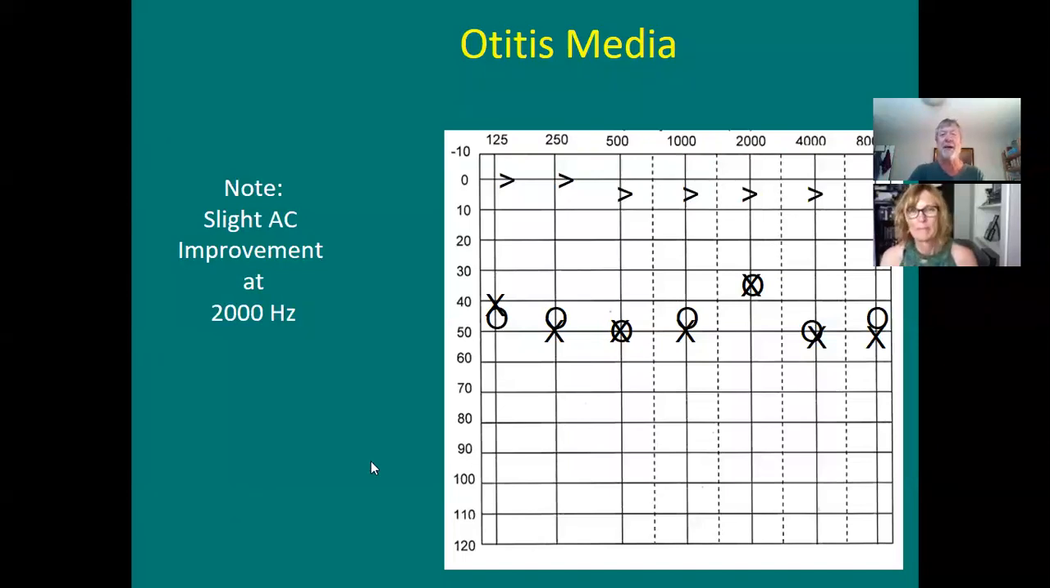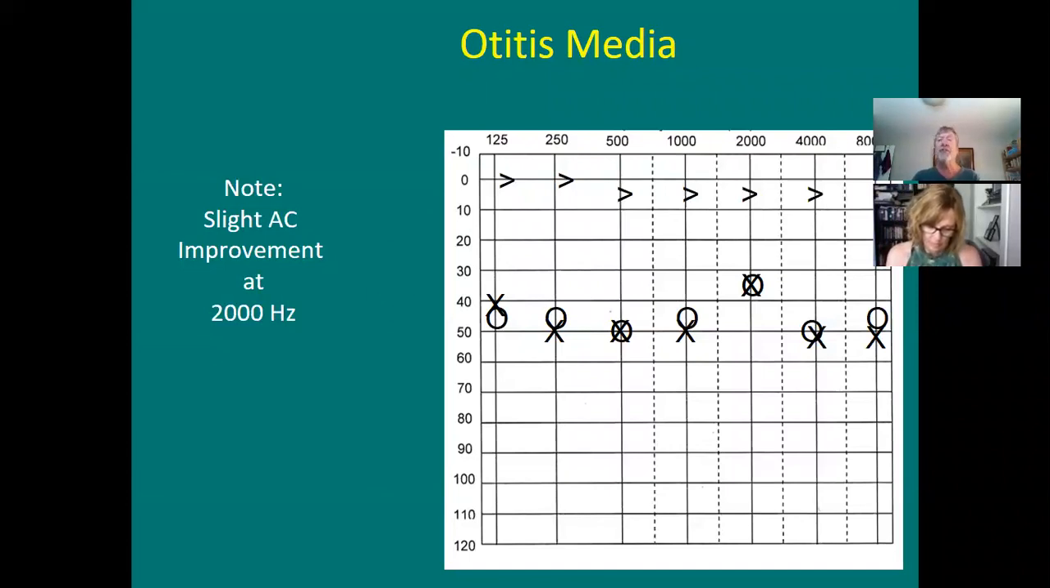All right. Anyway, otitis media. Look, this is a typical audiogram of otitis media. Kid's got an ear infection. Note the slight improvement at 2,000 hertz in air conduction. The reason why? Resonance of the middle ear ossicles. Okay? But the person has a mild to moderate flat hearing loss.